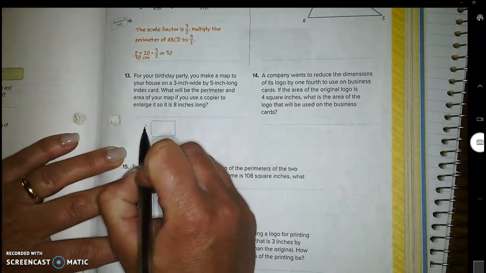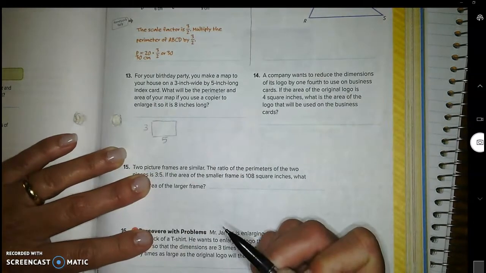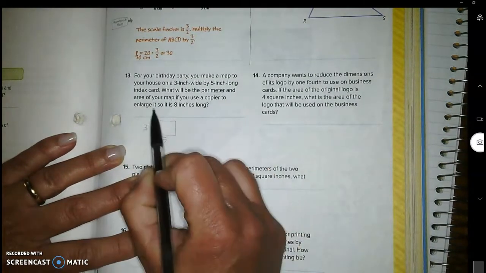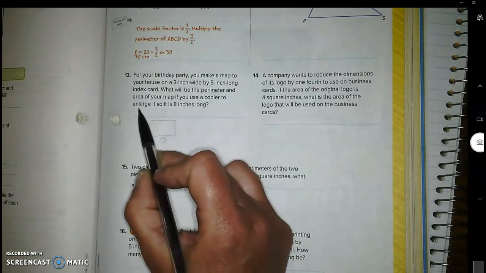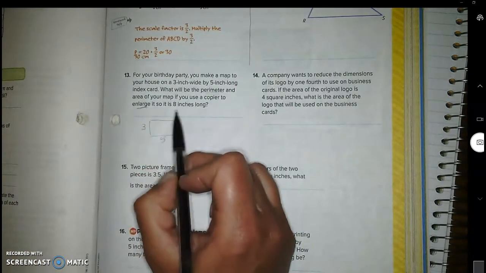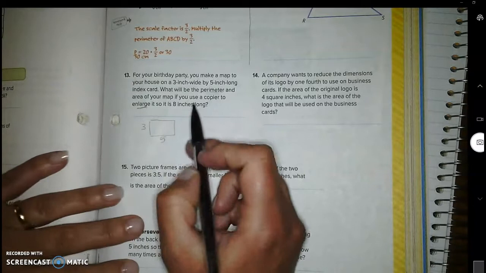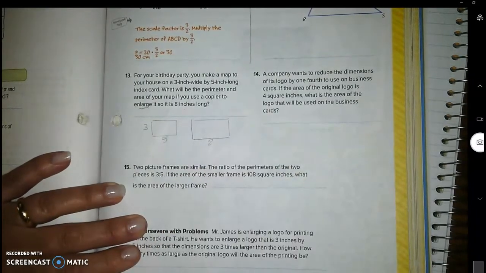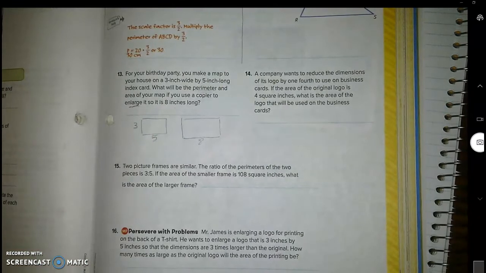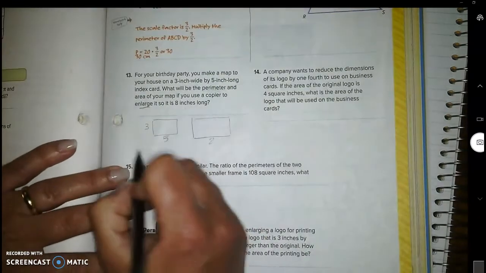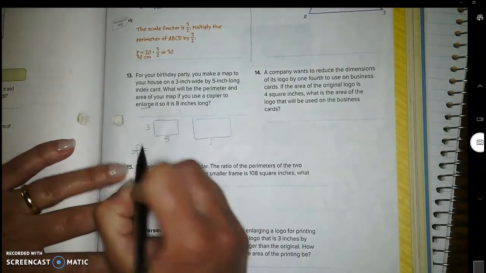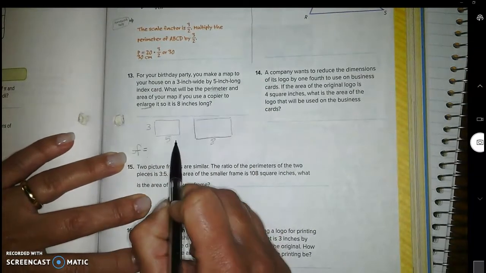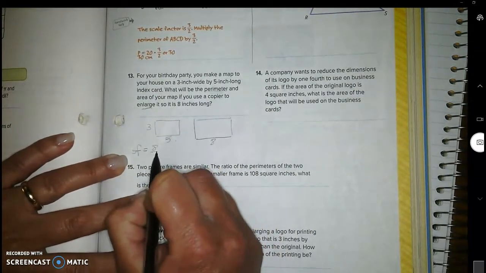If I draw a picture, I've got a 3 by 5, okay? And I'm going to have an enlargement that is going to be 8 inches long. So it's going to be something wide, but 8 inches long, okay? And we want to compare those perimeters. So the first thing I'm going to do is find my scale factor. Remember, scale factor is going to be the new one over the old one, so 8/5.